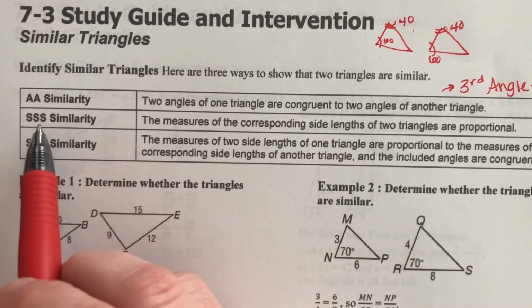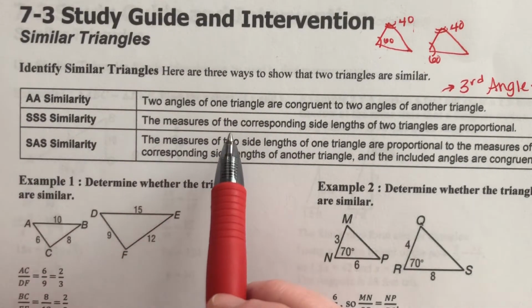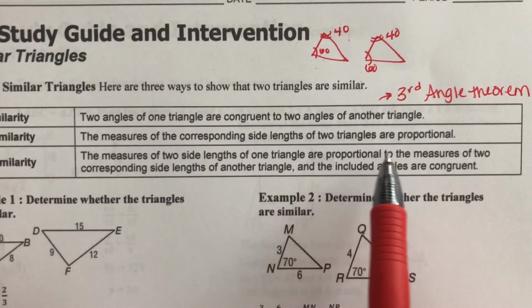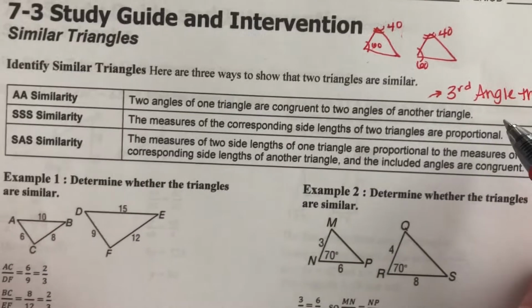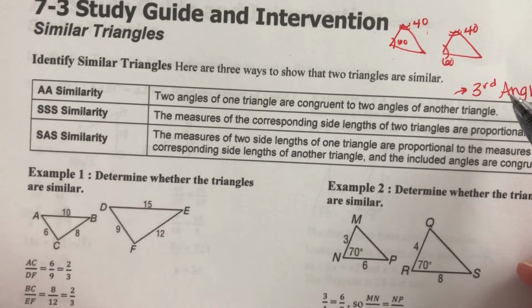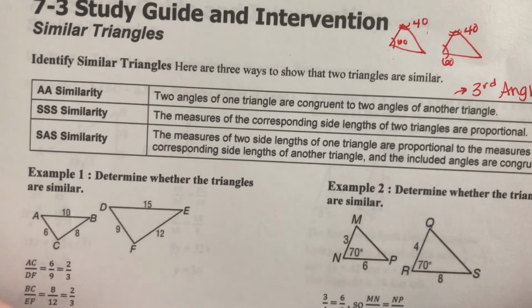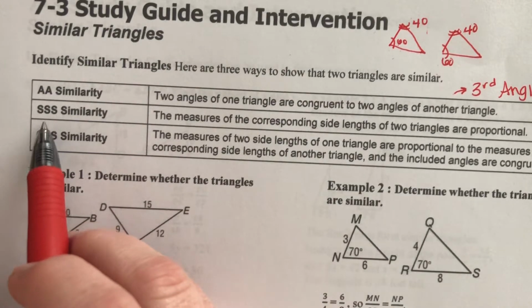All right, SSS similarity. The measures of the corresponding side lengths of 2 triangles are proportional. So if one triangle is bigger than the other, let's say the first one's double the size of the second one, right? So the proportion would be 2 to 1 or 2 over 1. If we compare all 3 corresponding sides from one triangle to the next, the ratio of their sides should be 2 to 1. It should be the same for all the sides. So that's what side-side-side similarity is.